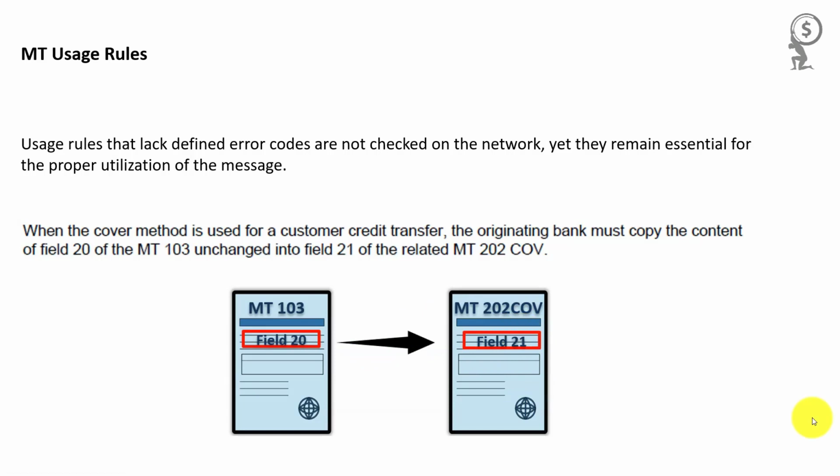And here comes the usage rule. It says that in each MT202, field 21 should be identical to field 20 in its MT103.